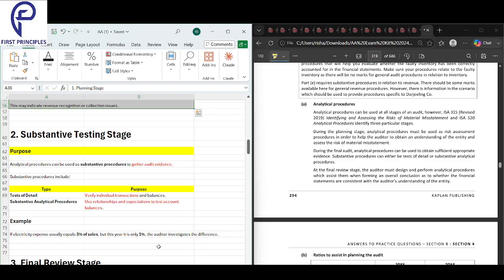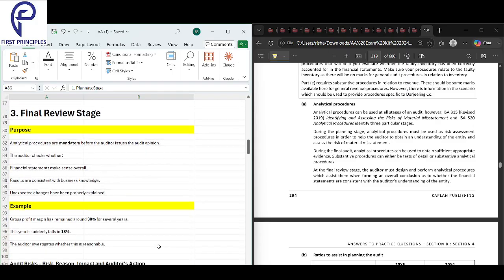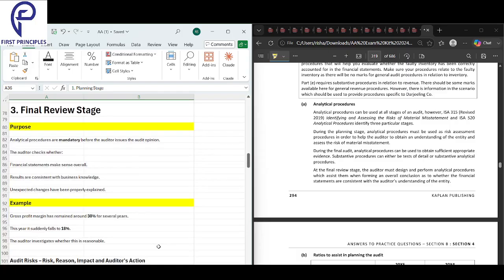Okay, first, what do we do? In this, we gather audit evidence. In which stage? Substantive testing stage. How do we use analytical procedures? We use them to gather audit evidence. Most important thing. Next, in the final stage, why do we use analytical procedures?